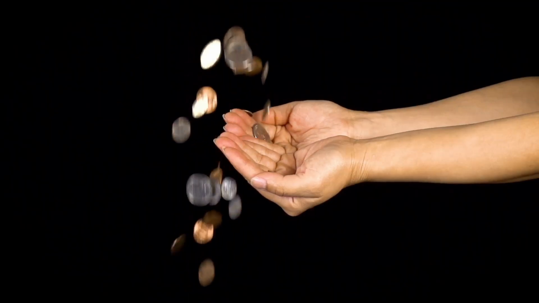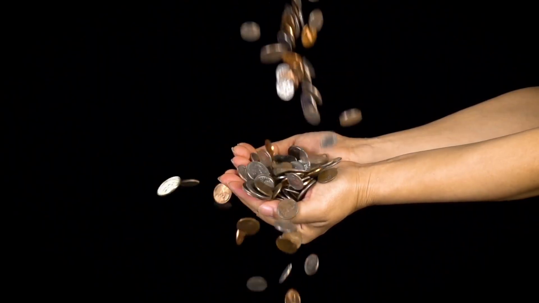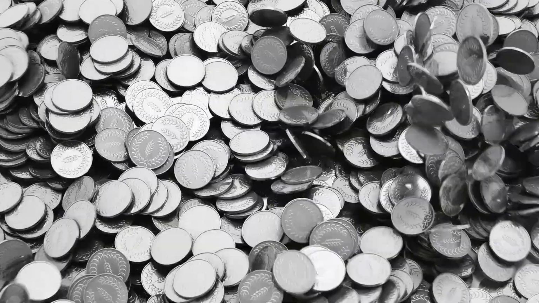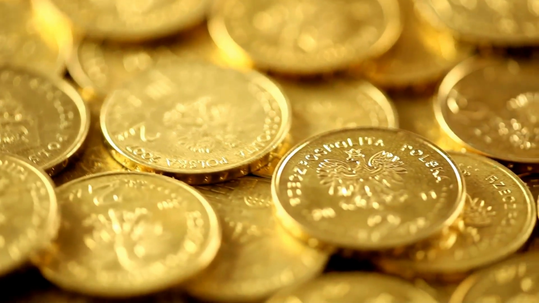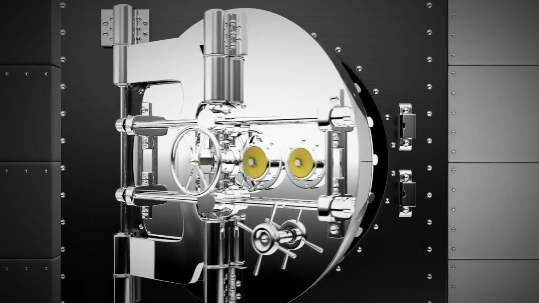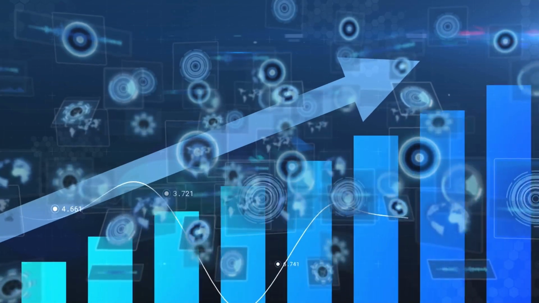Now a handful of coins is manageable. But what happens when you start adding more? Thousands of coins. That's a kilobyte. Millions? A megabyte. Billions? A gigabyte. Suddenly, you're not holding coins anymore. You need buckets, bags, a whole vault. That's how data scales. And here's where it gets practical.